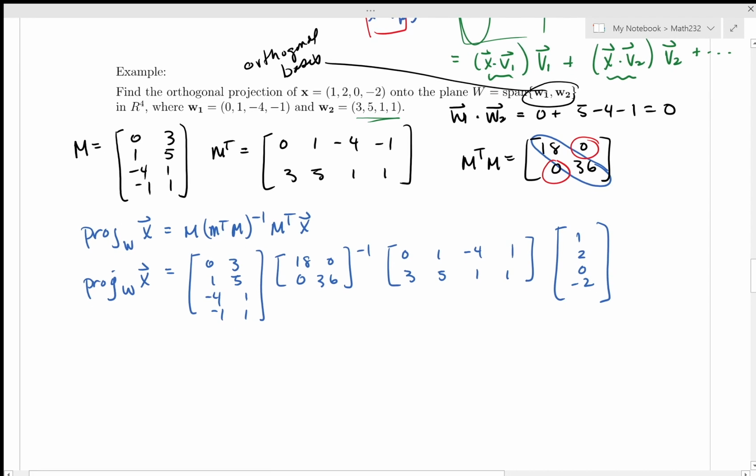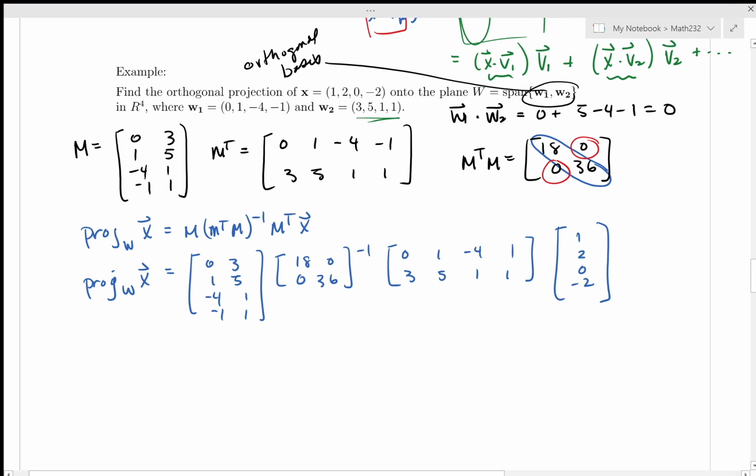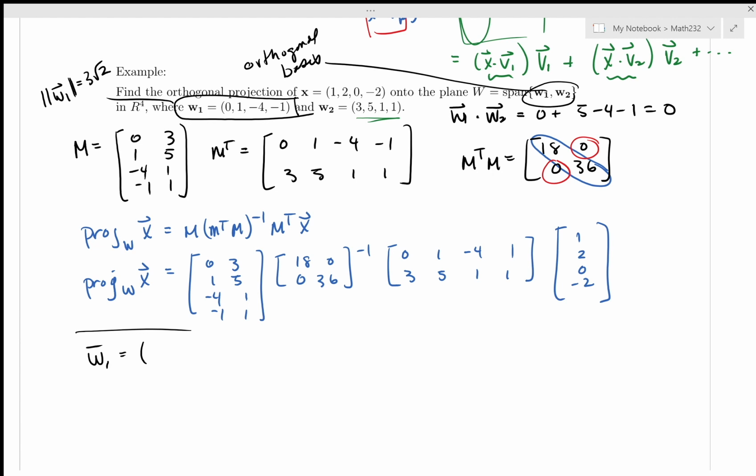What the other option would be is to make W1 and W2 of length 1. So before starting this little process, let me take W1 and maybe I'll call this W1 bar, and that's going to be the unit vector. And so I'm going to divide by the norm of W1. What is the norm of W1? I got 3 root 2. Here's W1. The norm of W1 equals 3 root 2. So let me just make sure. I square 4, I get 16, 17, 18, square root of 18. Yep, 3 root 2. Okay, so I've got that, and I might as well just do this one while I'm here. The norm of W2 is 6.